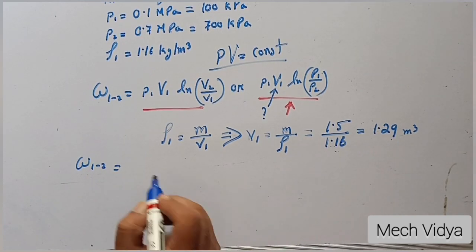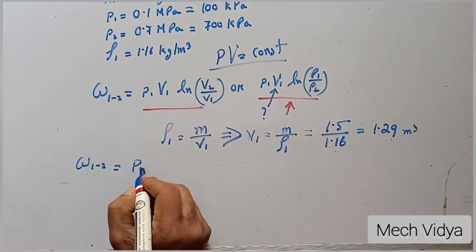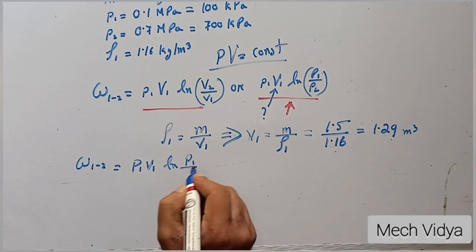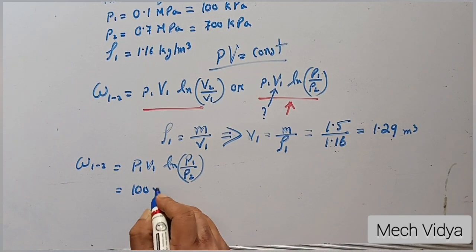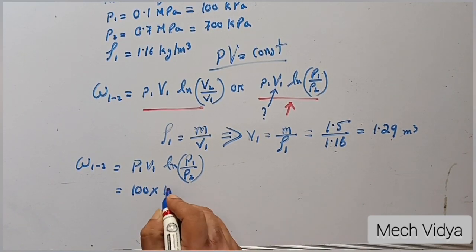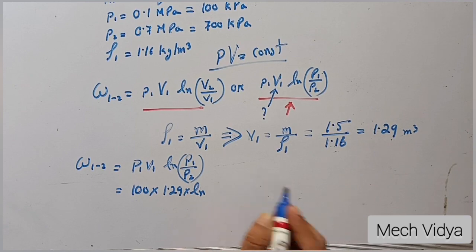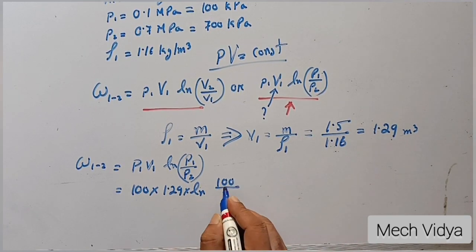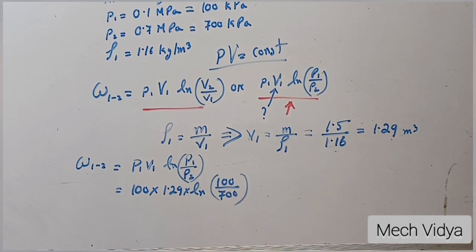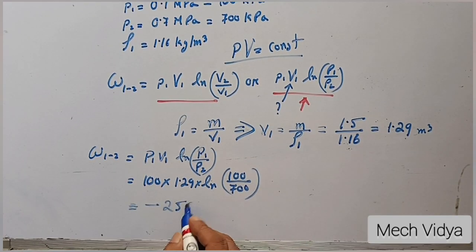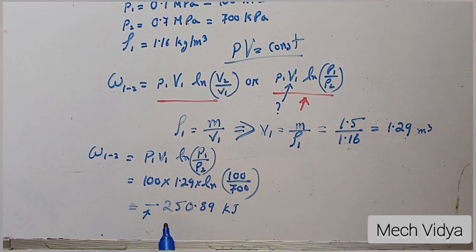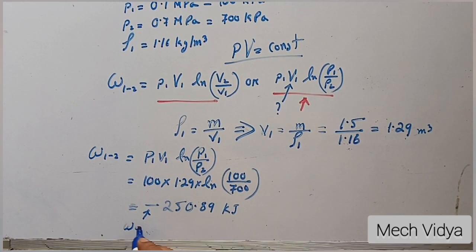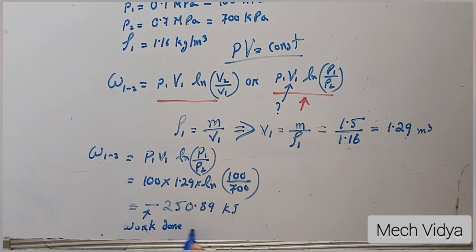Now let us use these values in the previous relation. So P1 is 100 kilopascal, V1 is 1.29, which we have just found, ln P1 by P2. If you carry out the calculations, you will find the answer as minus 250.89 kilojoule. Now why is it minus? This minus implies that work has been done on the system by the surroundings. So this is the implication of the minus.